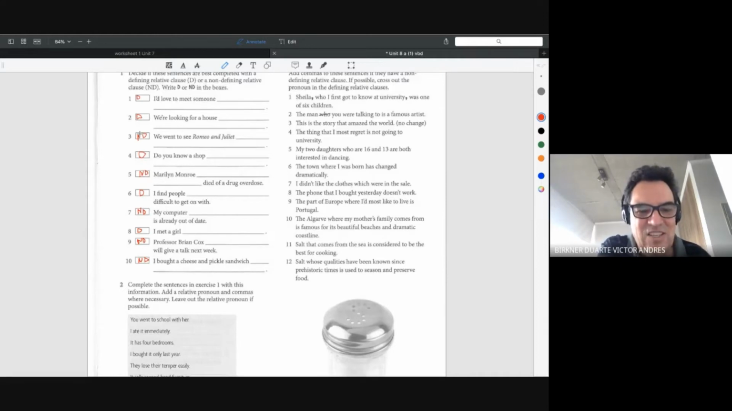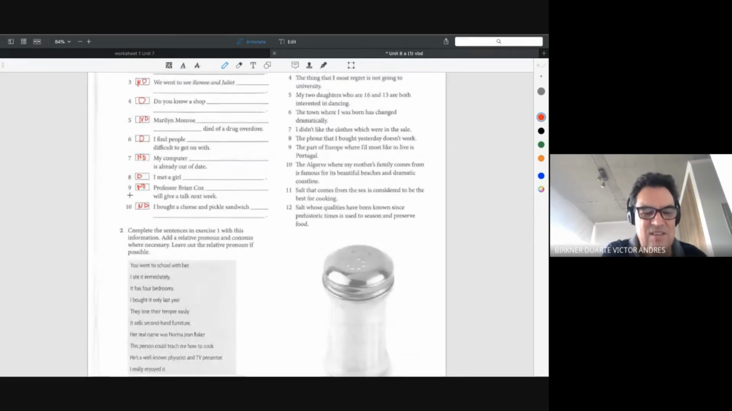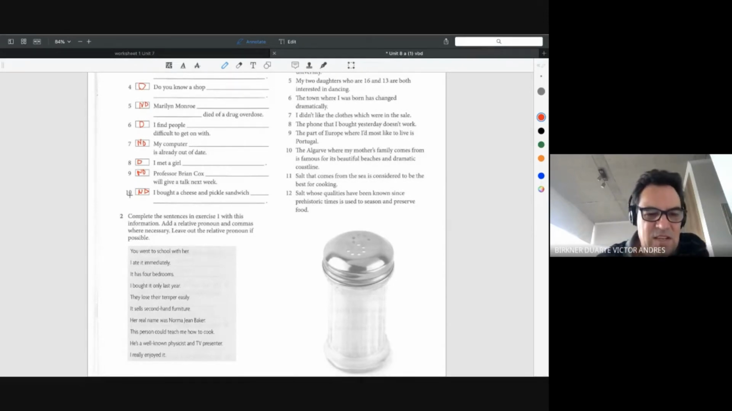But in order to make the activity more challenging, I want you to complete each sentence, all right? Here are some examples or some sentences for you to pick from, and complete each sentence with one of these clauses. You went to school with her. I ate it immediately. It had 4 bedrooms. I bought it only last year. They lose their temper easily. It sells second-hand furniture. Her real name was Norma Jean Baker.